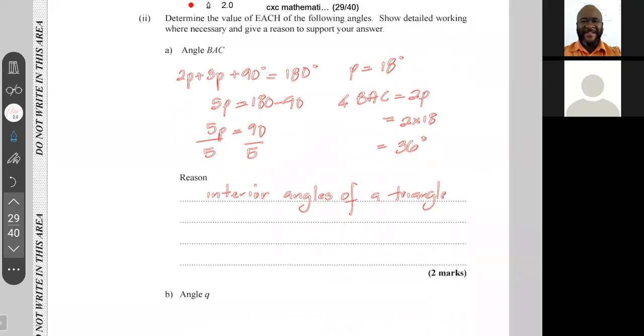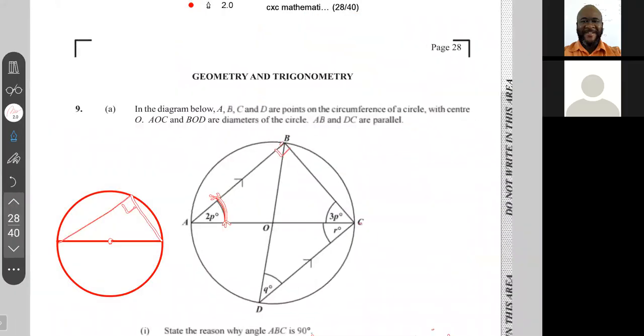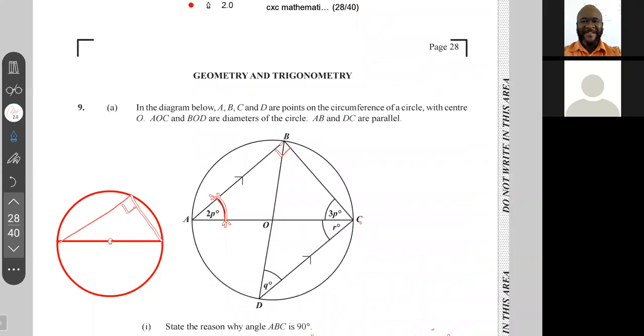The next thing we're asked to find is angle Q. So this is angle Q here. Now guys, angle Q is actually equal to whatever 2P is. So since this is 36, this is also 36. They're called angles in the same segment.